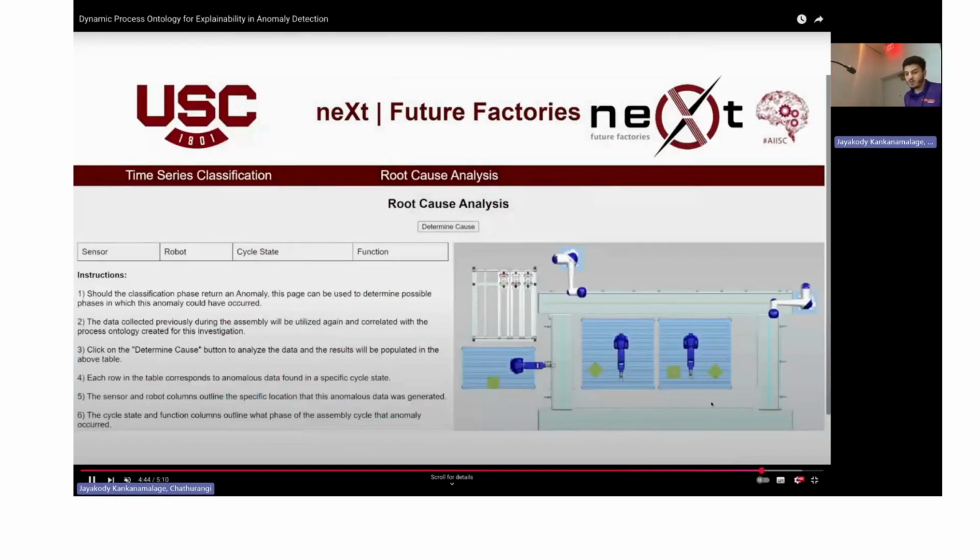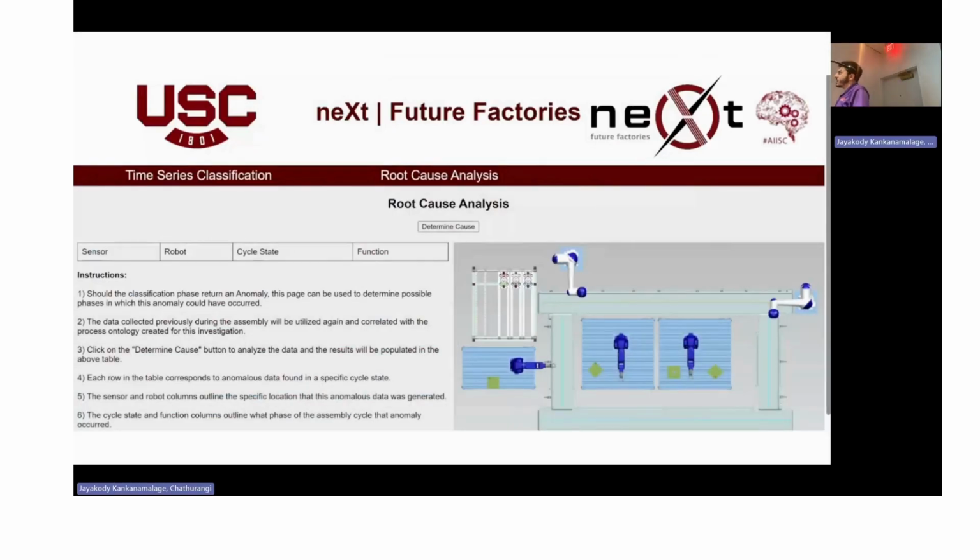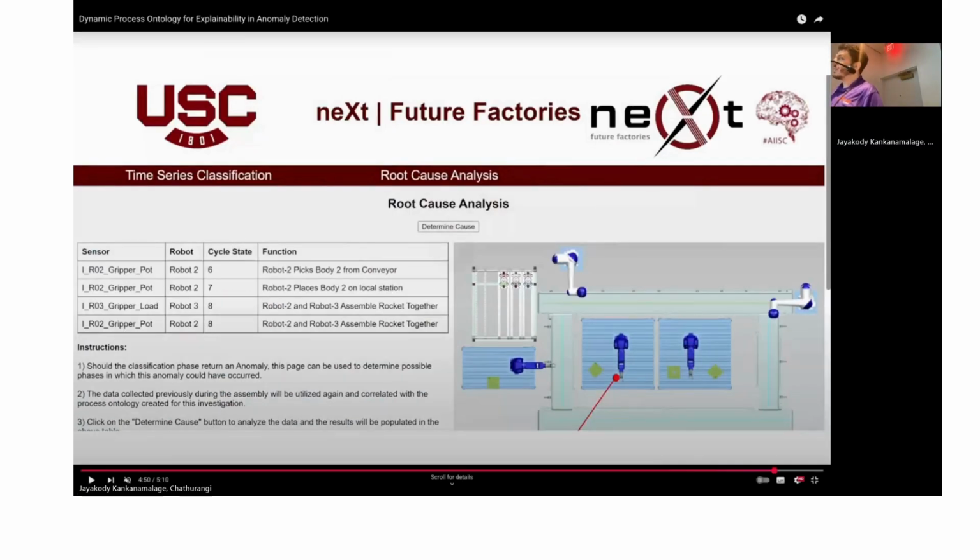And now, say I want to see why my classification model told me that. So it's going to iterate through my time series data, and then boom, we got some results here. Okay, now I see why we might be having some issues. Robot 2 was not able to pick the body 2 from the conveyor. And our process knowledge was able to tell us that because it looked at the robot 2 gripper potentiometer, remember one of the sensors that we talked about earlier. It saw that the values within our potentiometer for this cycle state seem to be anomalous. And so it can tell us that this might be one of the reasons that we are having this final defect in our product. And then so on for the other ones.